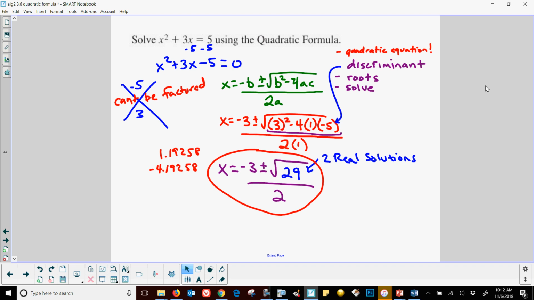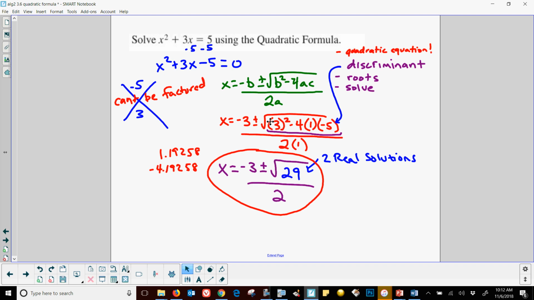So when we do this, we go in this order. We write our quadratic equation, because the more you write it, the faster you remember it. Find our discriminant. That tells us what kind of roots we have. Then we can finish solving. So again, we need it equal to 0, so we move this over, and then we realize this can't be factored. So we jump here. X equals negative b plus or minus the square root of b squared minus 4ac all over 2a. Plug everything in.